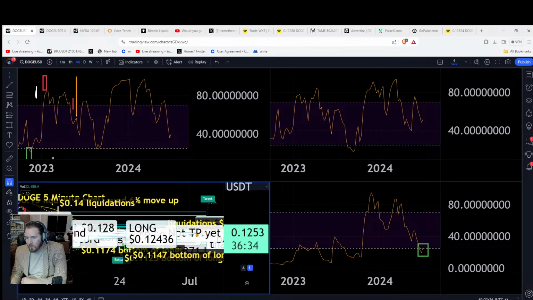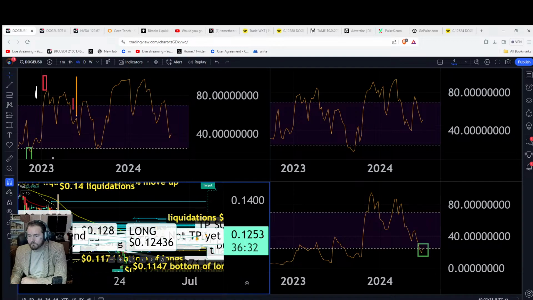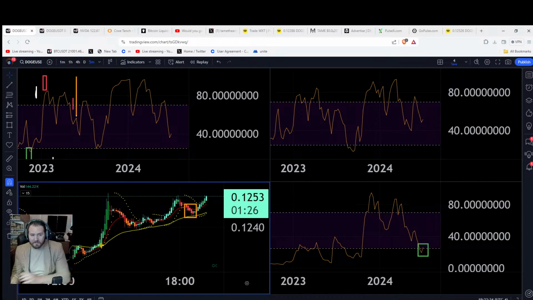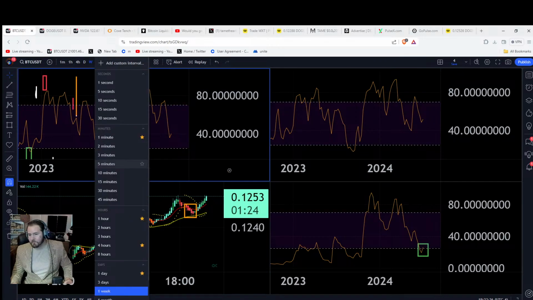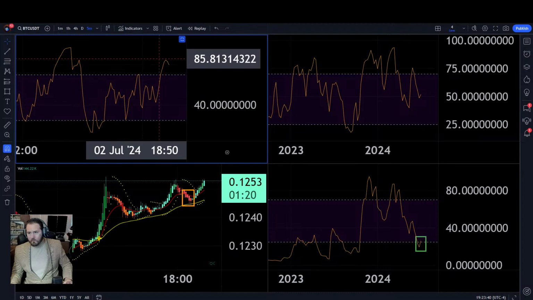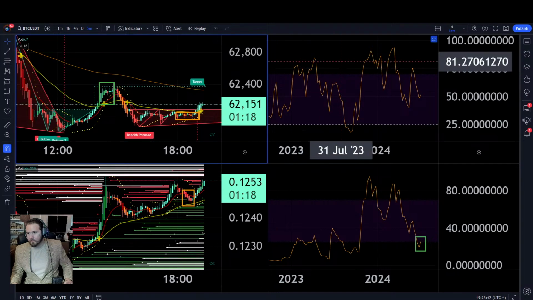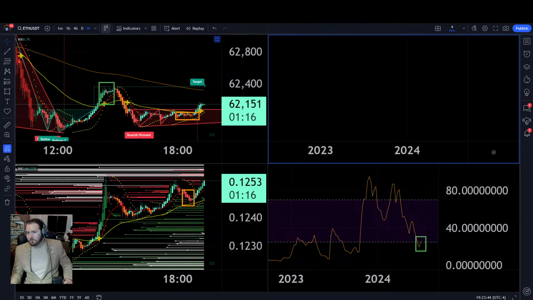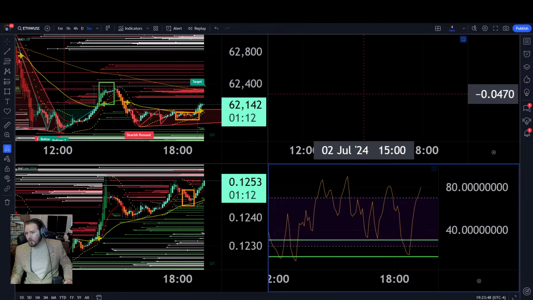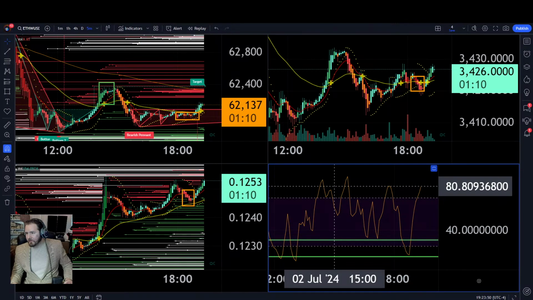Let me double check this 4-hour. Yeah, that's right. I just needed to look at another chart. I see Doge is going up though from this area. Let's check Bitcoin and all the other cryptos while this is happening to see if they're going up as well.